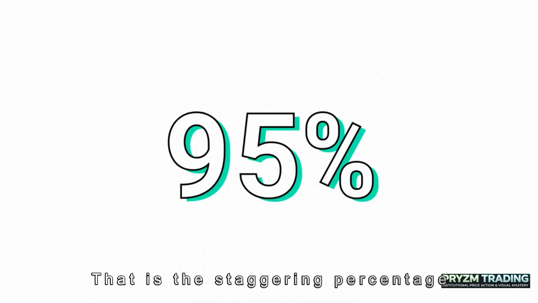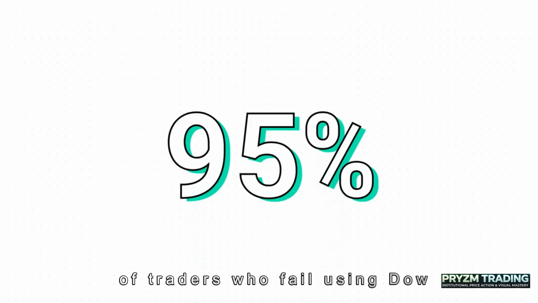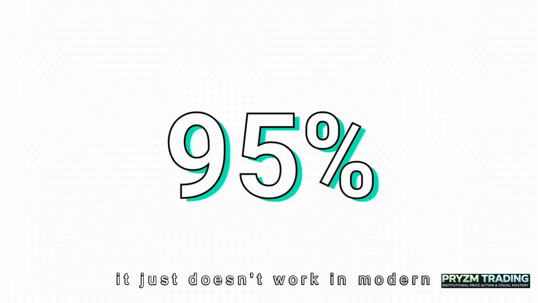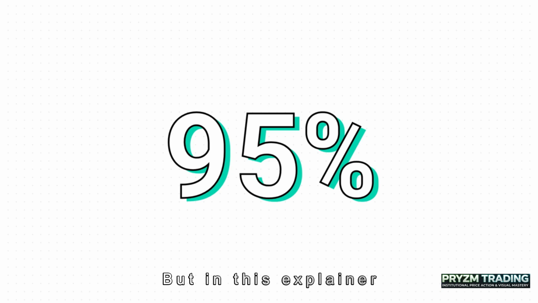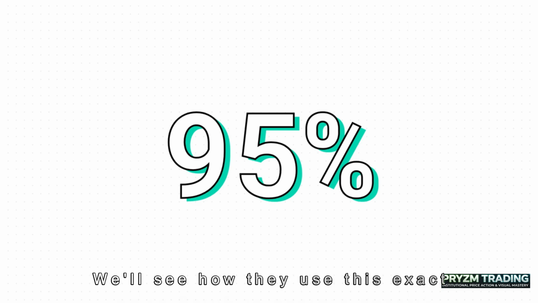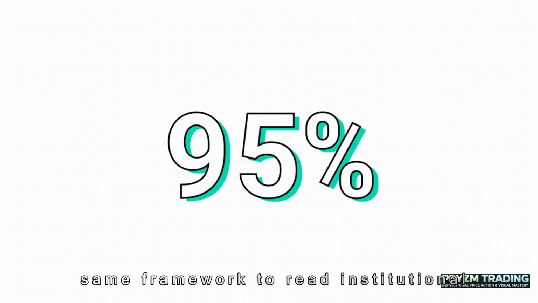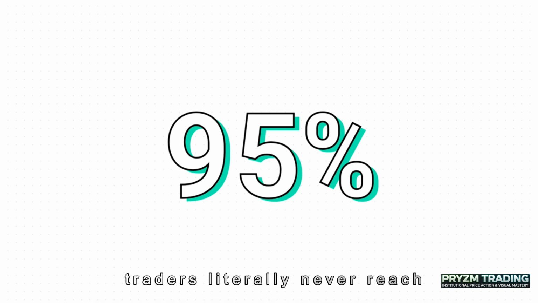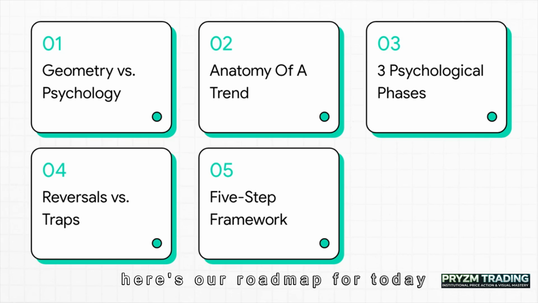95%. That is the staggering percentage of traders who fail using Dow theory. Honestly, you might have walked away thinking it just doesn't work in modern markets. But in this explainer, we're going to explore exactly why that remaining 5% sees the market so differently. We'll see how they use this exact same framework to read institutional behavior at a level most retail traders literally never reach. So here's our roadmap for today.